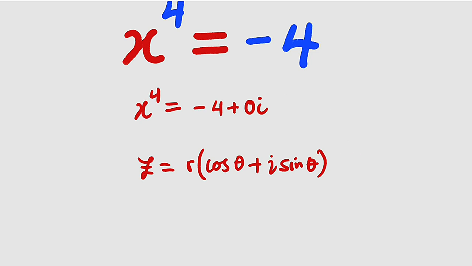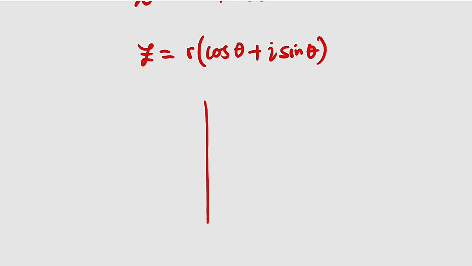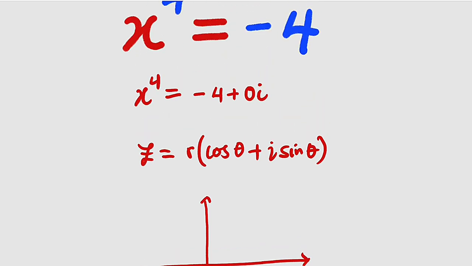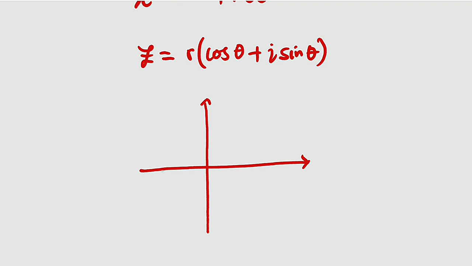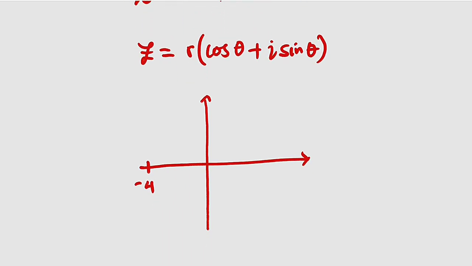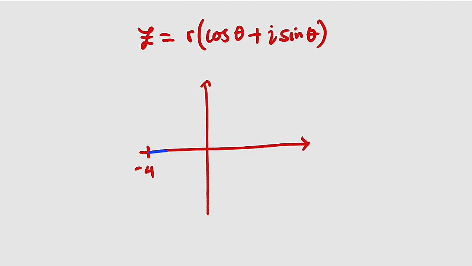Let's do that. Suppose we have the imaginary axis and the real axis like this. How can we construct -4 plus 0i? -4 is on the x-axis, so we move to the left 4 units. This is -4, for example. And you should know that it will lie on the x-axis because the imaginary part is 0. So we have just a straight line 4 units to the left from the origin.